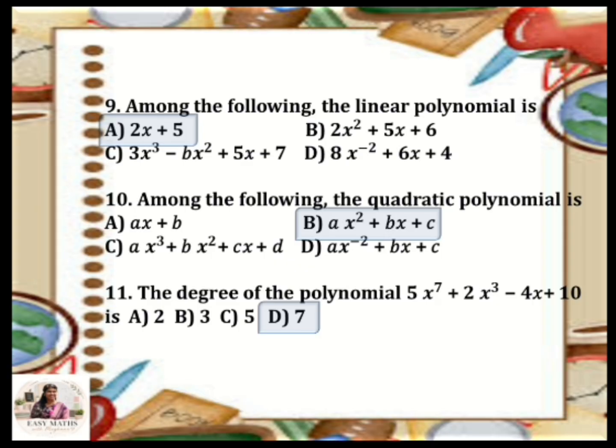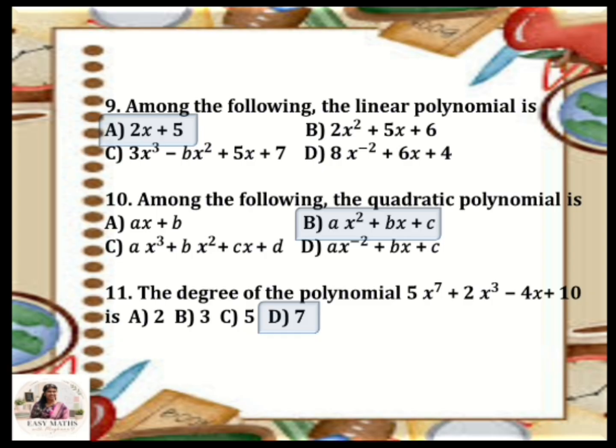Question number 9. Among the following, the linear polynomial is 2x plus 5, 2x square plus 5x plus 6, 3x cube minus bx square plus 5x plus 7, 8x raised to minus 2 plus 6x plus 4. I already told you linear polynomial means the degree of the polynomial will be 1. So 2x plus 5 is the correct answer.